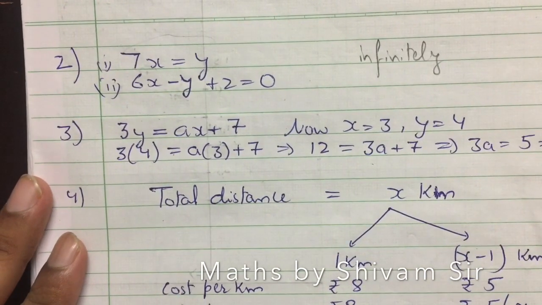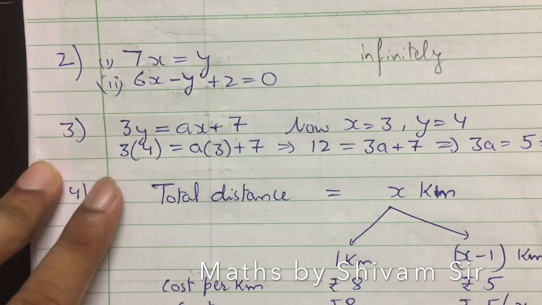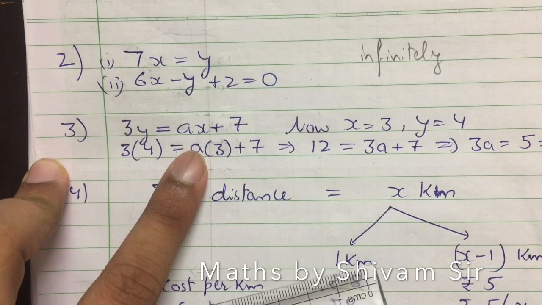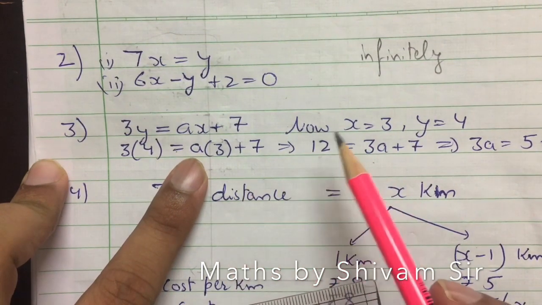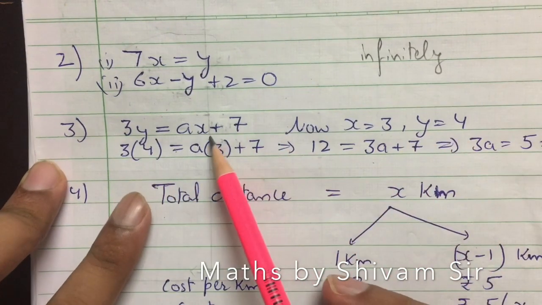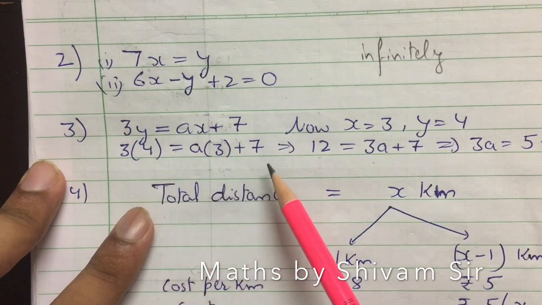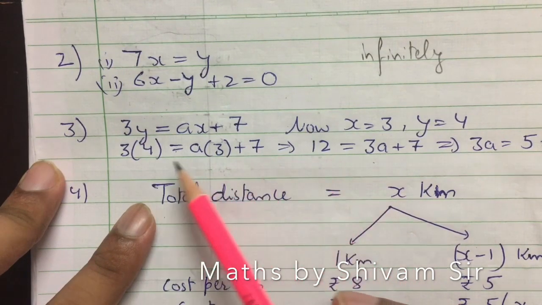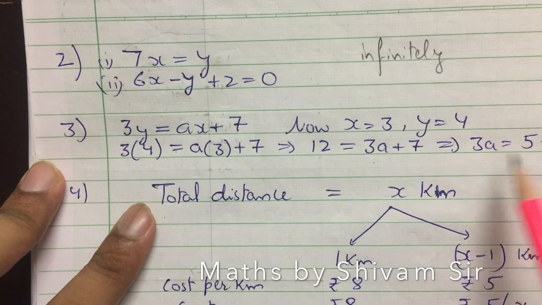So next question, if the point 3, 4 lies on the graph of the equation 3y is equal to ax plus 7, find the value of a. So 3y is equal to ax plus 7. Now the coordinates are 3, 4. So if 3, 4 lies on this equation, that means it should satisfy this equation. So 3 comma 4 means x is equal to 3 and y is equal to 4. So put x is equal to 3 and y is equal to 4 into this and find out the value of a. Here I have done for you. So 12, 4 multiplied by 3 is 12, is equal to 3a plus 7, or we can say 3a is equal to 5. 12 minus 7 is 5, or we can say a is equal to 5 by 3.